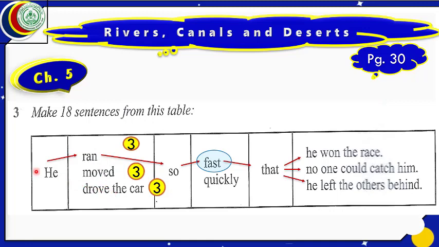We can make 3 sentences by using he ran and fast. We can make 3 more sentences by using he moved and fast. We can make 3 more sentences by using he drove the car and fast. In this way, we can make 9 sentences by using fast from this column. And then we shall make 9 more sentences by using quickly. In this way, we shall get 18 sentences.